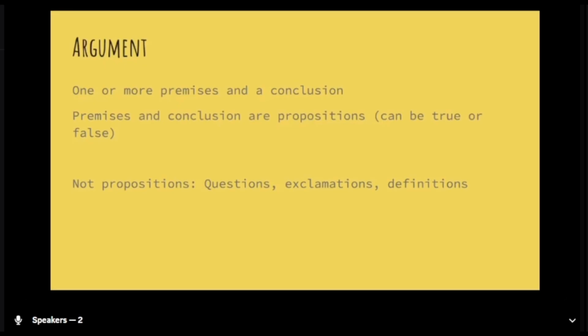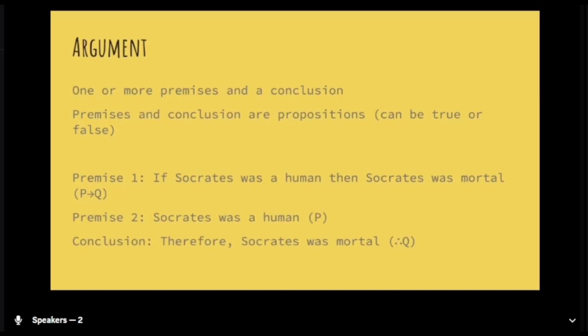Those are a few other examples of things which are not propositions. Definitions you can set based on your own semantics, and then exclamations, ouch, if you touch something hot, that's not a proposition. Below there, we've got an example of an argument. What we've got here in symbols is the argument converted into logical form. The P and the Q, they represent propositions, and then this is an example of an argument.